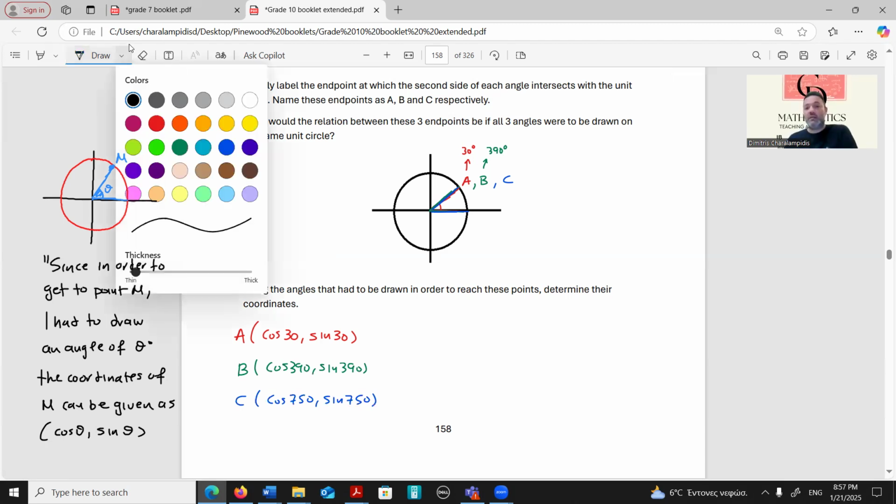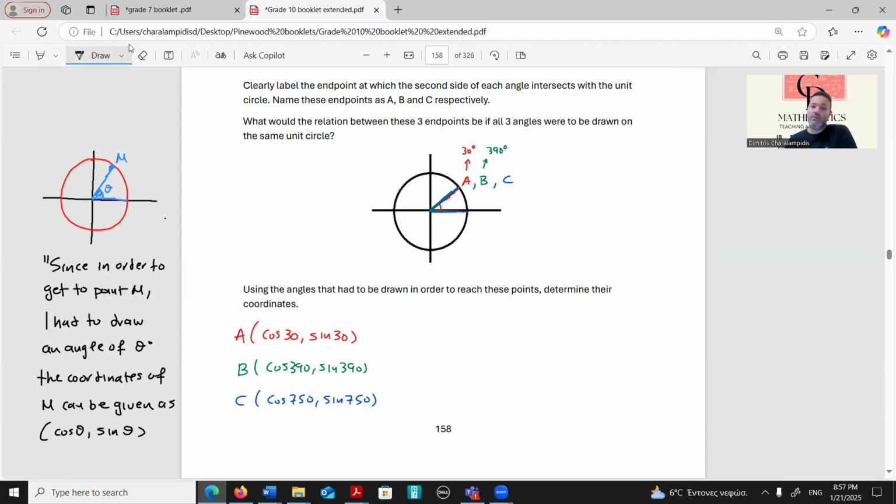And what did I show before? I saw that A, B, and C are the same, and this means that all these three sets of coordinates basically describe the same point, which basically means that cosine 30 should be equal to cosine 390, should be equal to cosine 750, and the same thing should apply for the sines as well.